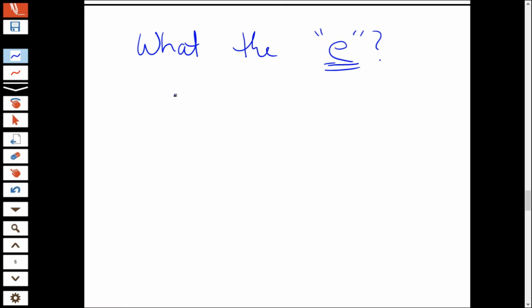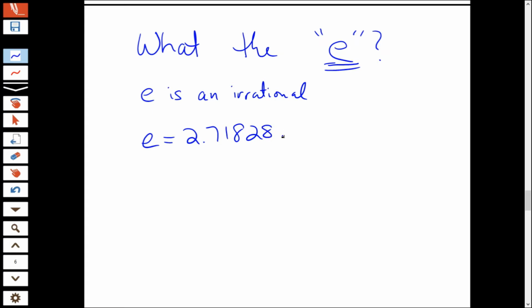Well, E is a very special number in mathematics, right? E is an irrational number. That is, you cannot express it as a fraction. All right, it's kind of like pi in that it's an infinitely long, never-ending, never-repeating decimal. E is equal to 2.71828, and so on. As I said, it goes on forever. It doesn't repeat, though, right? And it can't be written as a fraction. So where does E come from?